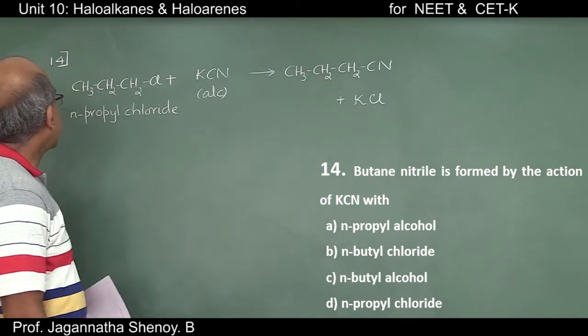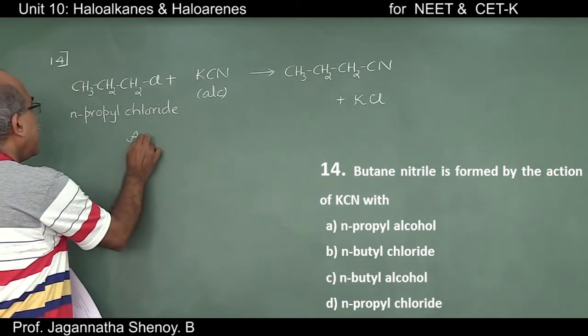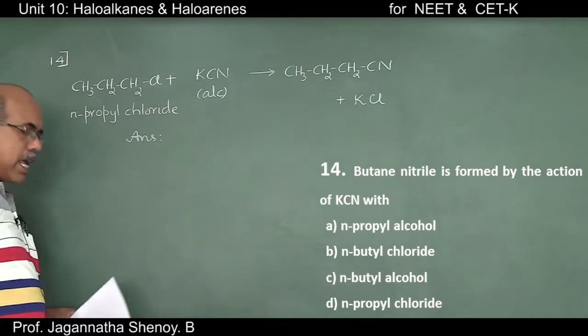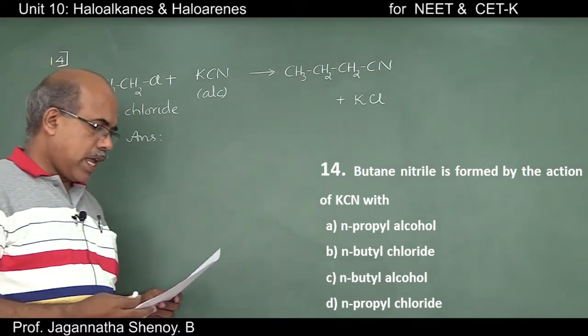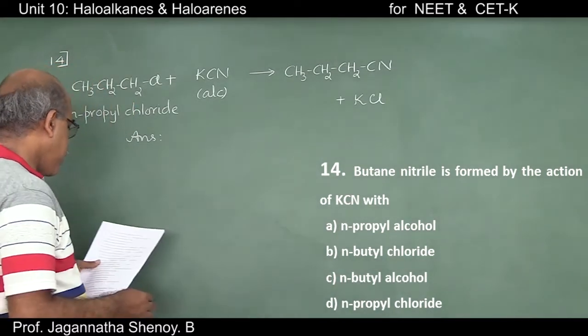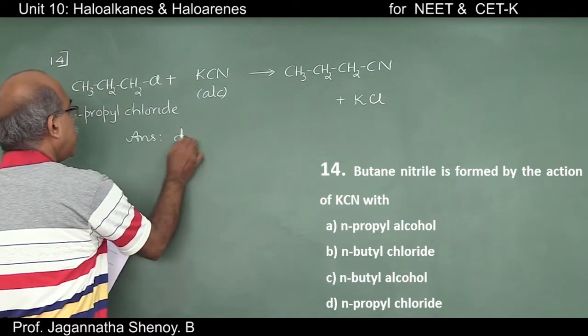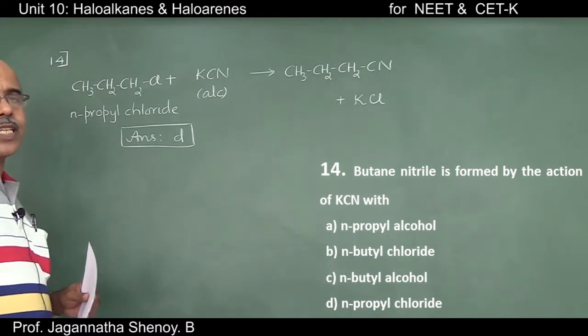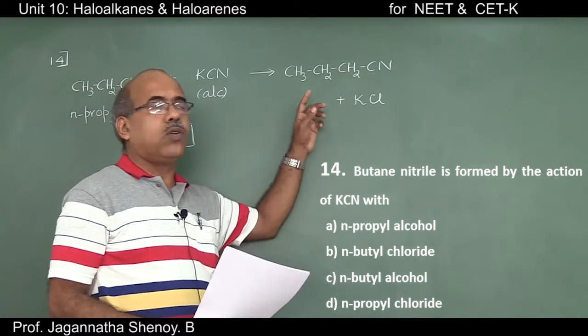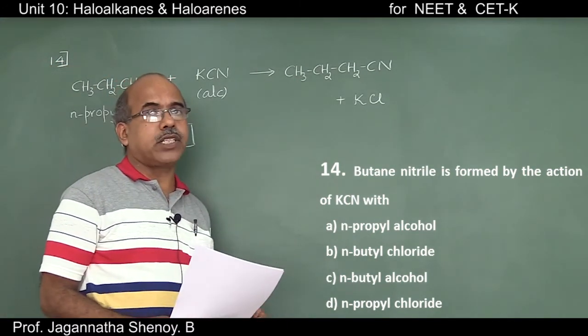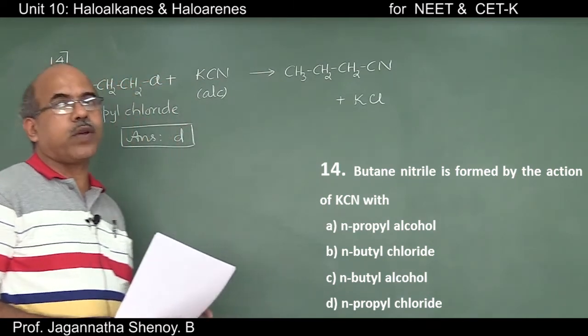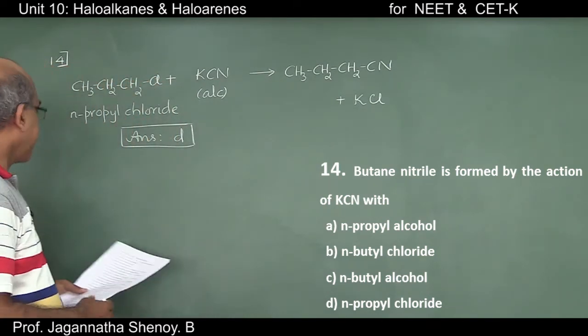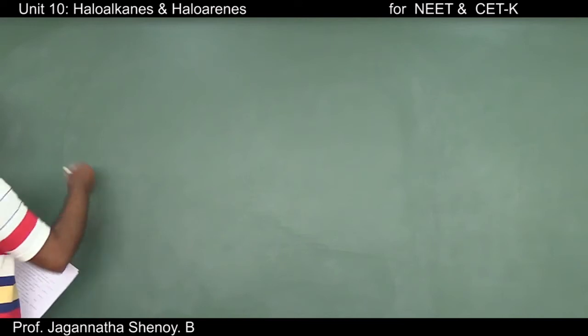So what is the answer for question number 14? It has to be N-propyl chloride. And what's the N-propyl chloride here? It is option D. So in this question, you should know the structure of butane nitrile. Then only you can answer this question correctly. Let us move over to question number 15.